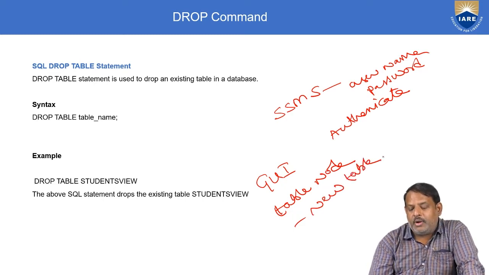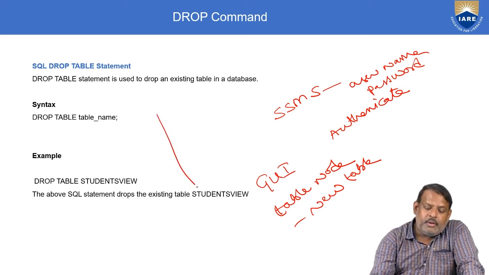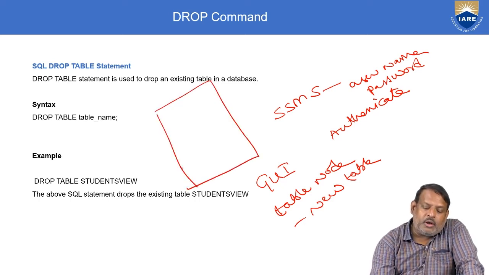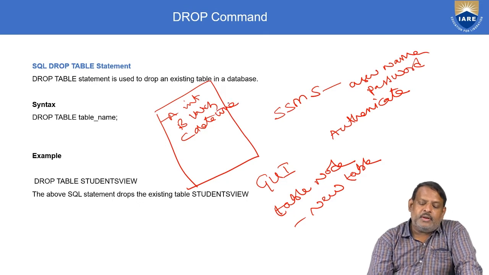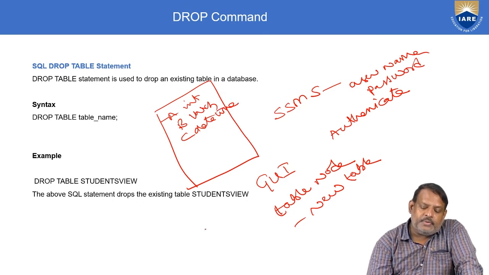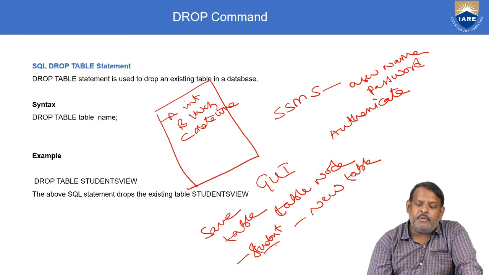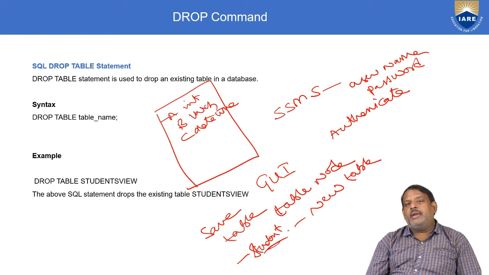Now a window is open. You need to give the column names. Column name A integer, B varchar, C datetime, and after that you save the table. Then it will ask you to provide a table name. You give the name of the table, for example, when I want a student table, it will be a student table. This is the other way of creating a table.